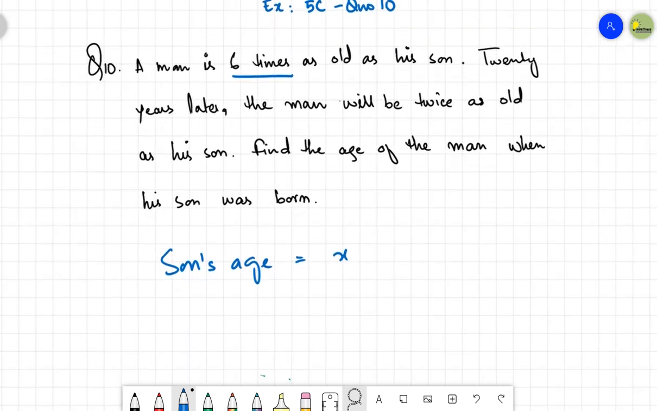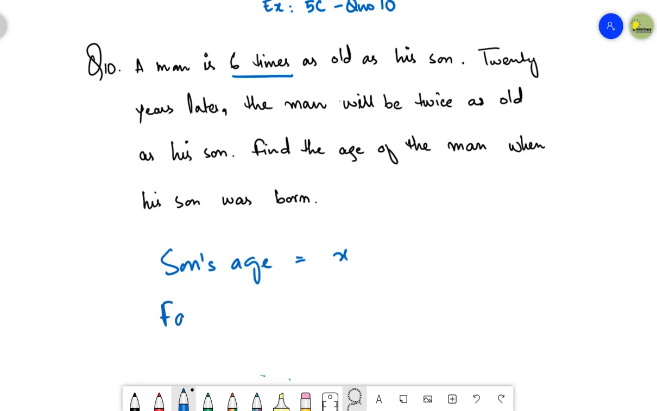Then, according to line number 1, if you want to have the father's age, you need to multiply the age of the son by 6. Why? Because we know that the father is 6 times as old as his son. So you need to multiply the age of the son by 6. So it will be 6x.